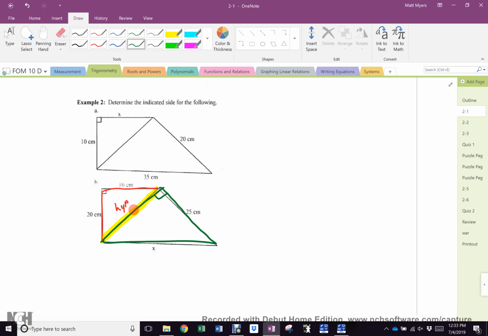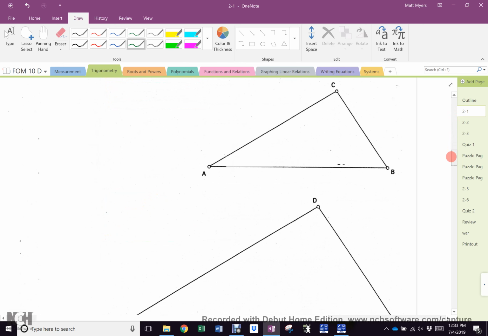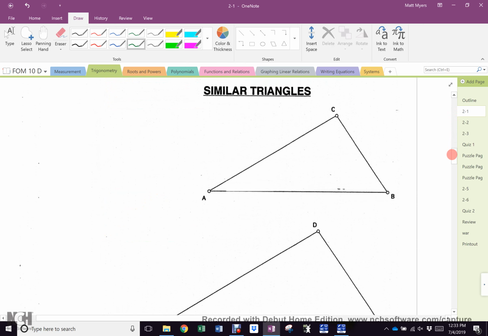Okay, so we're good with Pythagoras? Yeah? Okay. I'm not going to give you the sheet on Pythagoras then. But we are going to talk about this sheet, because to do this unit, you have to be able to read a triangle.